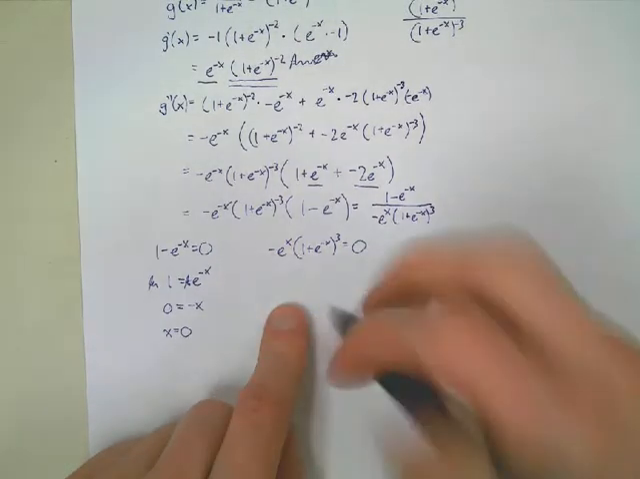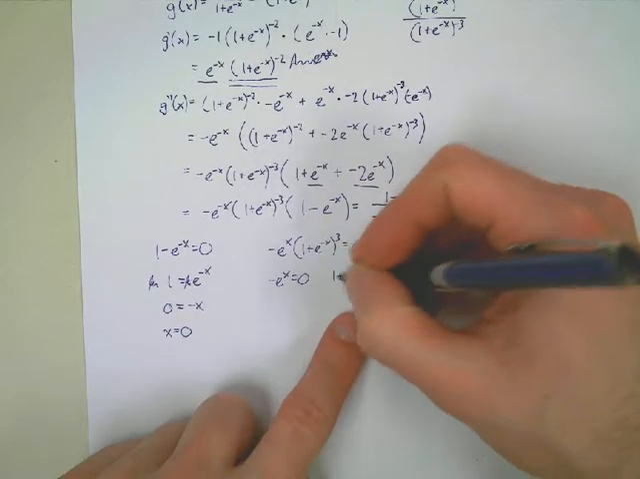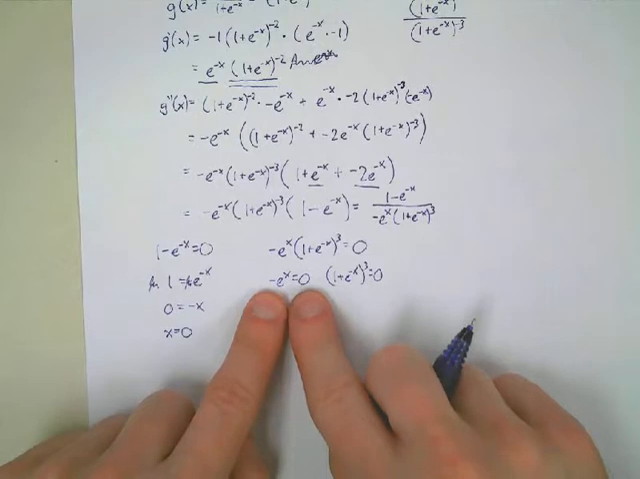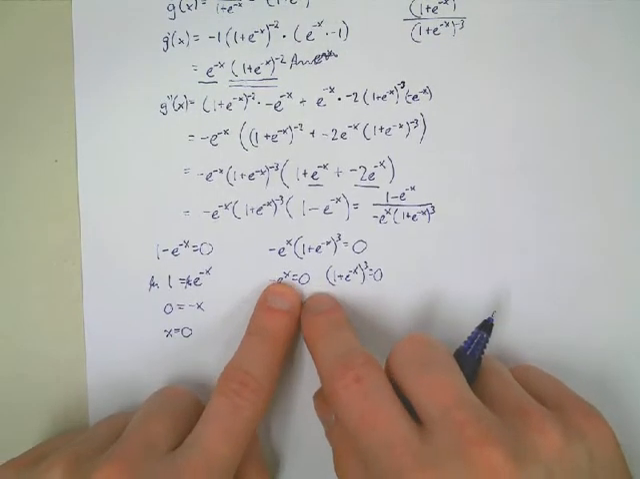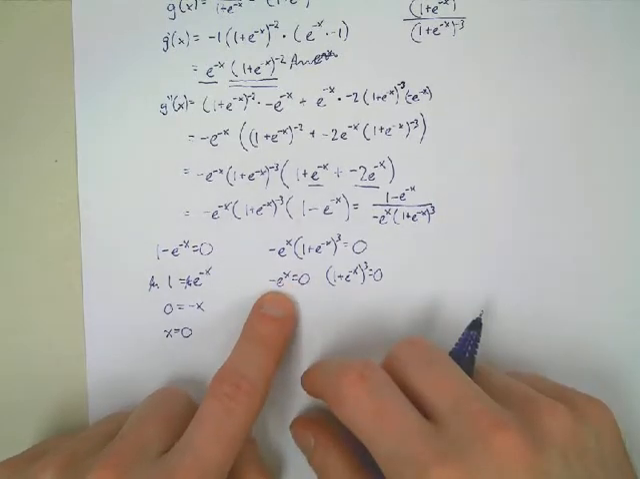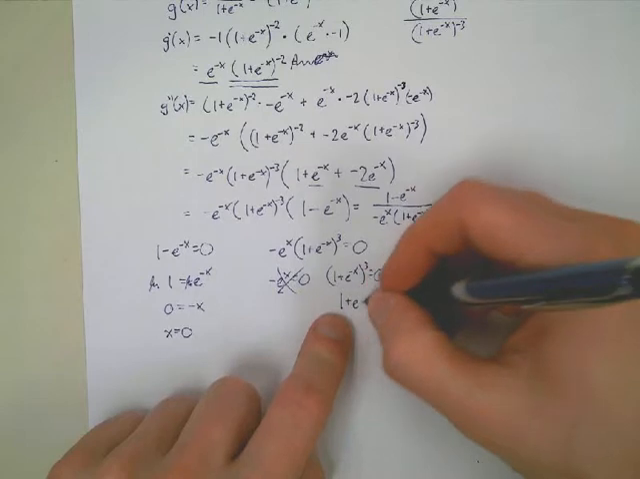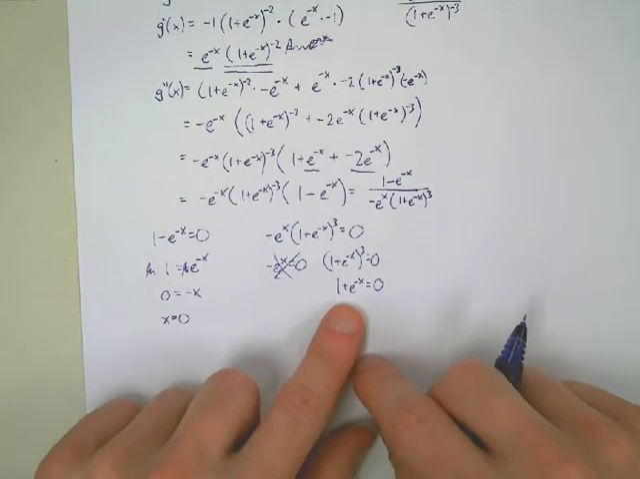Okay? And then here, let's see. How do we go about solving this? Split it up. Yeah, if they multiply to make 0, that means negative e to the x could equal 0, or 1 plus e to the negative x quantity cubed could equal 0. Will negative e to the x ever equal 0? No. It can't, right? You're raising e to a power. E is about 2.7 to a power. It's never going to be 0, so not possible.